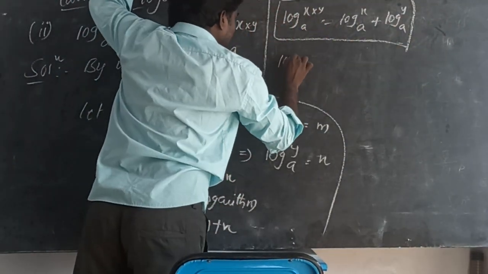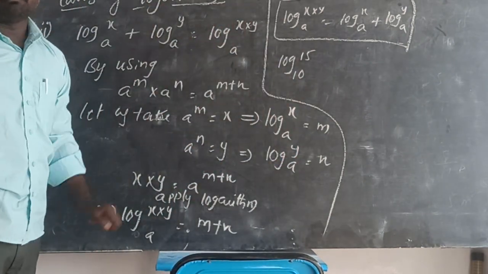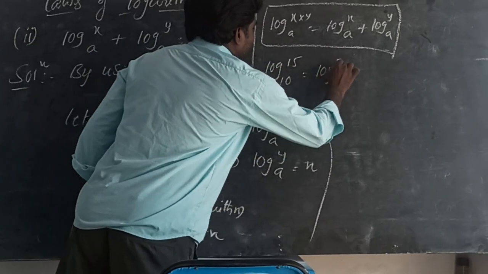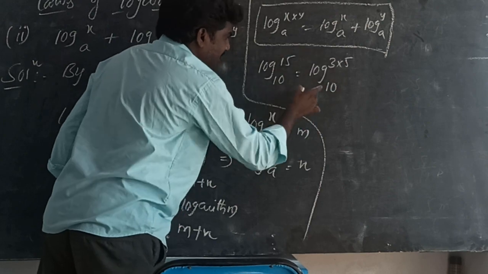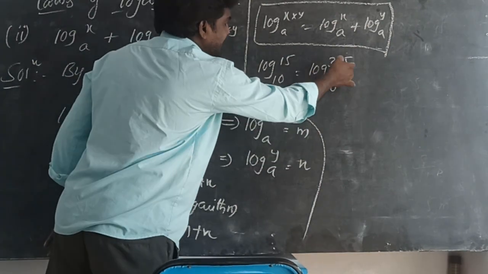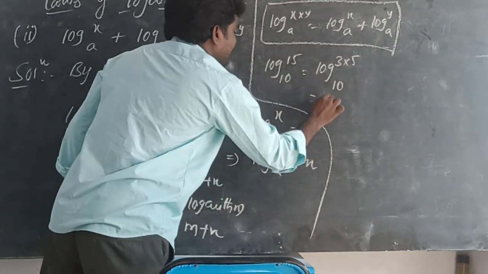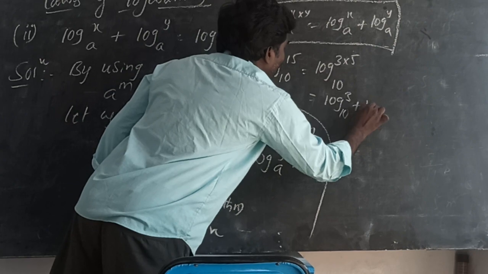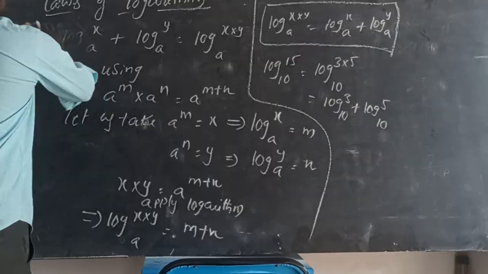For example, log 15 base 10. How can we write 15? 3 into 5 is 15. So here we can apply that. It is in the form of log x into y, so we write log x plus log y. That is log 3 base 10 plus log 5 base 10.